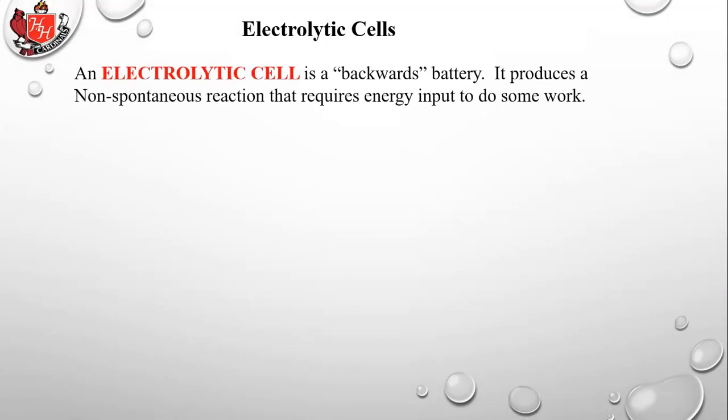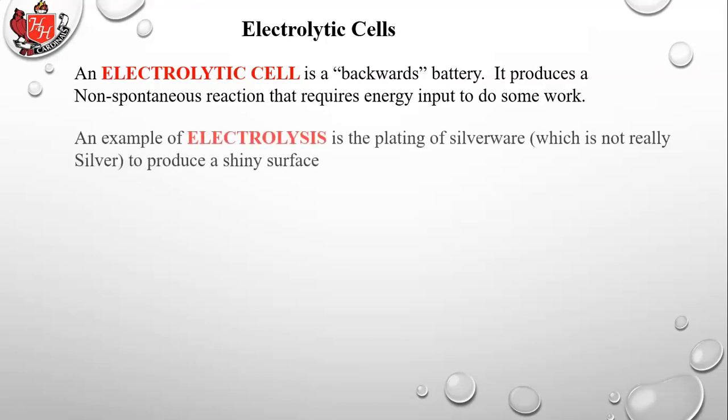Okay, real quickly, we're just going to define the other kind of cell. What we've been talking about this entire time is a battery that produces energy. It's called a voltaic cell, or the other name, which I didn't use very much other than to define it, a galvanic cell. Voltaic and galvanic cells are the same. Now we're going to talk about a different type of cell. It's called an electrolytic cell. An electrolytic cell is a backwards battery. Whereas a battery produces energy, an electrolytic cell produces a non-spontaneous reaction that requires energy input to do work. So you've got to put energy into this to make it do some form of work that you want it to do.